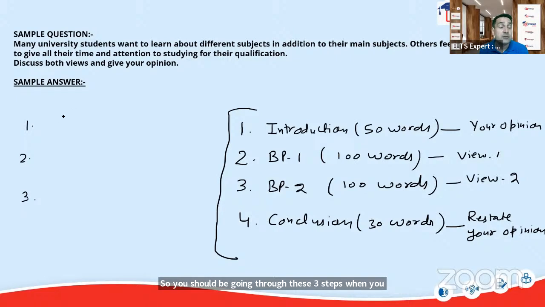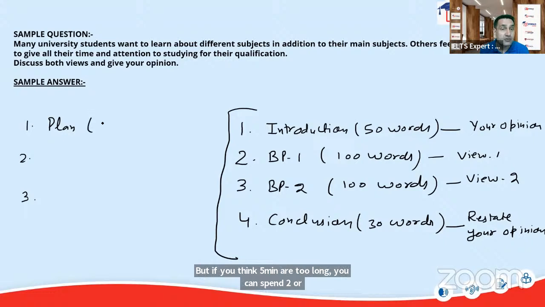So the first one would be that you are going to plan. What would be your central ideas? You have 40 minutes, and I would recommend that you spend 5 minutes, but if you think 5 minutes are too long, you can spend 2 or 3 minutes on the planning part. So 5 minutes to plan. What would be your central ideas?